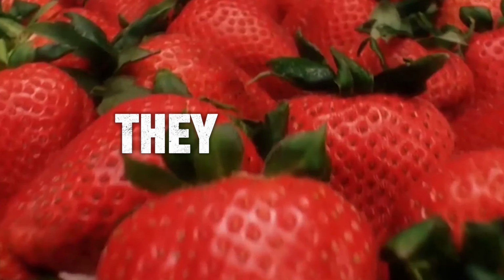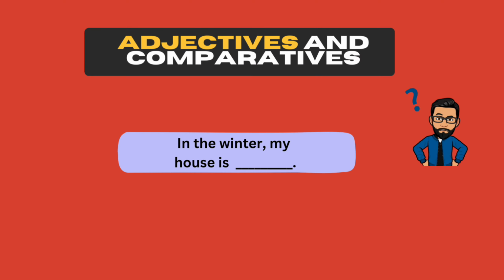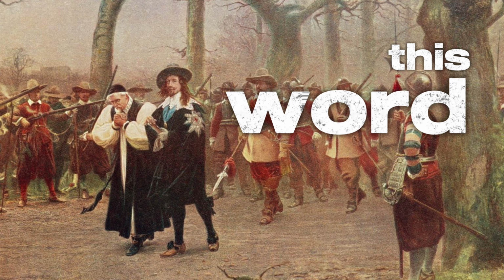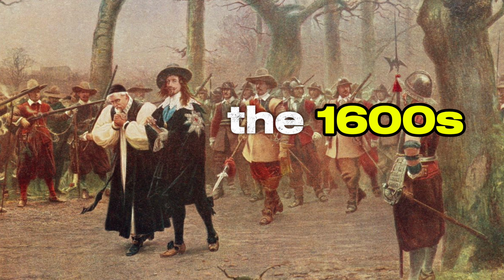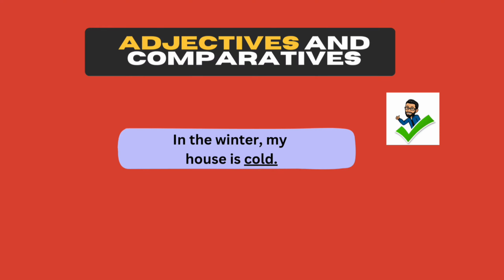Do they like strawberries? In the winter, my house is, what word would you add there? You can see that the answer should be an adjective. One of my learners thought that the correct answer is unwarm. This answer would have been correct 400 years ago. This word was last used in the 1600s. So we have to use something a little bit more current now. A standard word that is used a lot these days, especially in the UK. In the winter, my house is cold, of course.